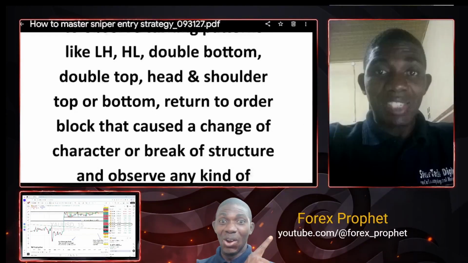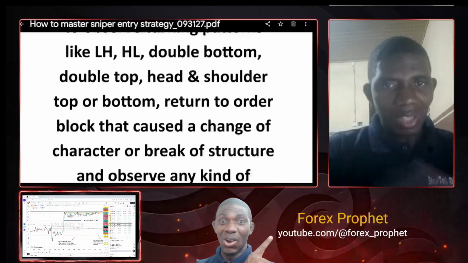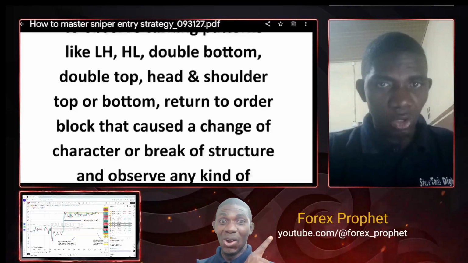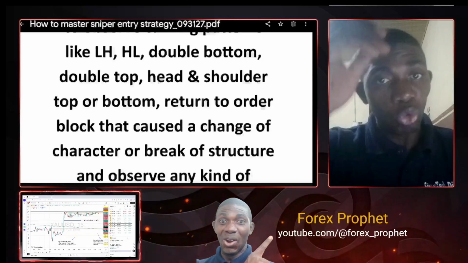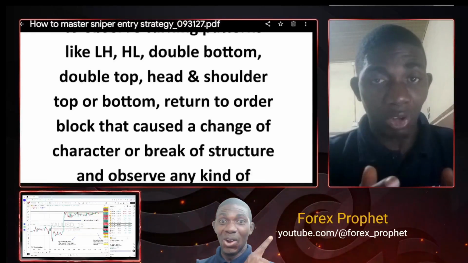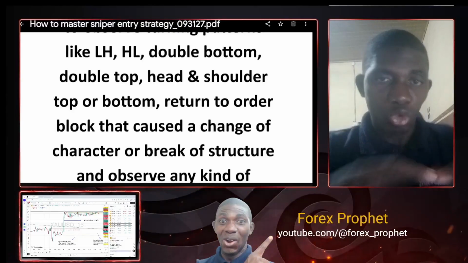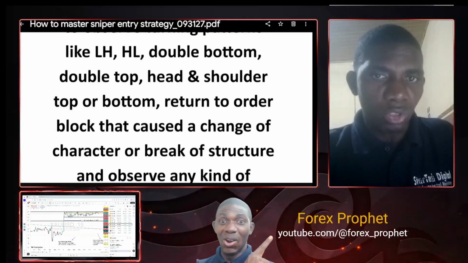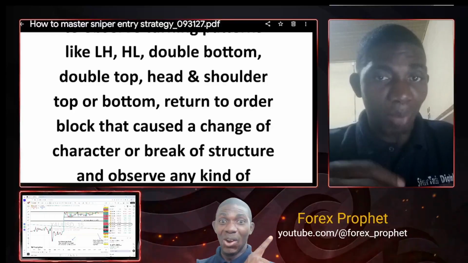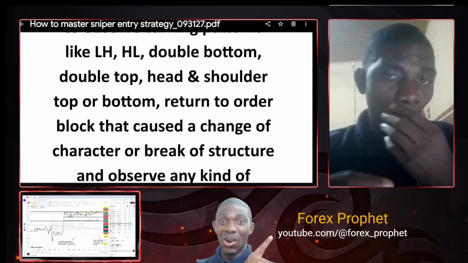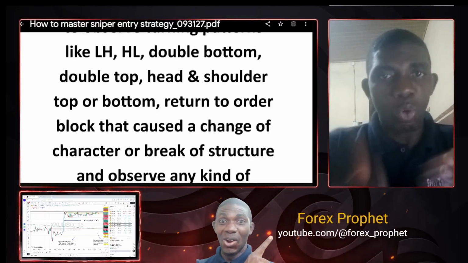Remember, this price is approaching your entry time frame, say 15 minutes. Go to 1 minute. As it approaches that zone, you want to see it turn and begin to go in the other direction. Let's take, for instance, you want to take a buy trade. So it approaches bearishly to your support zone, or your order block there, it returns back to the order block that caused a change of character or a break of structure.